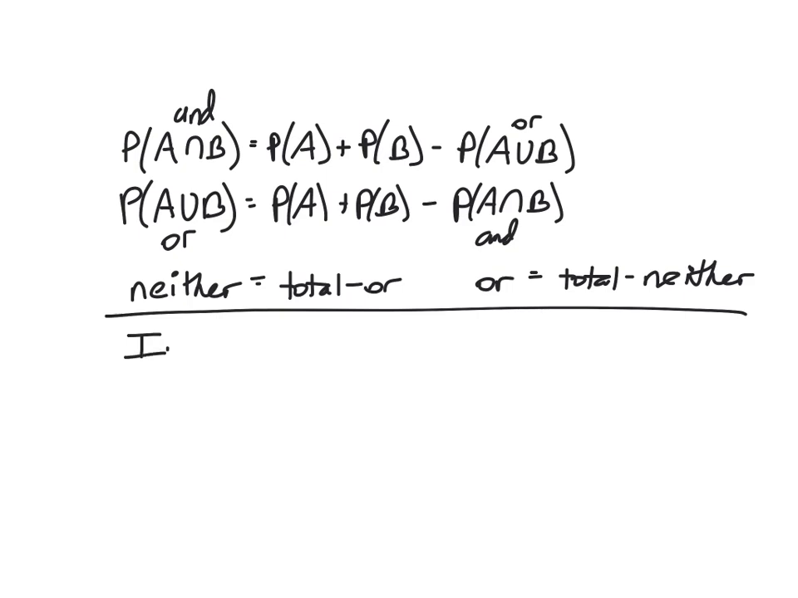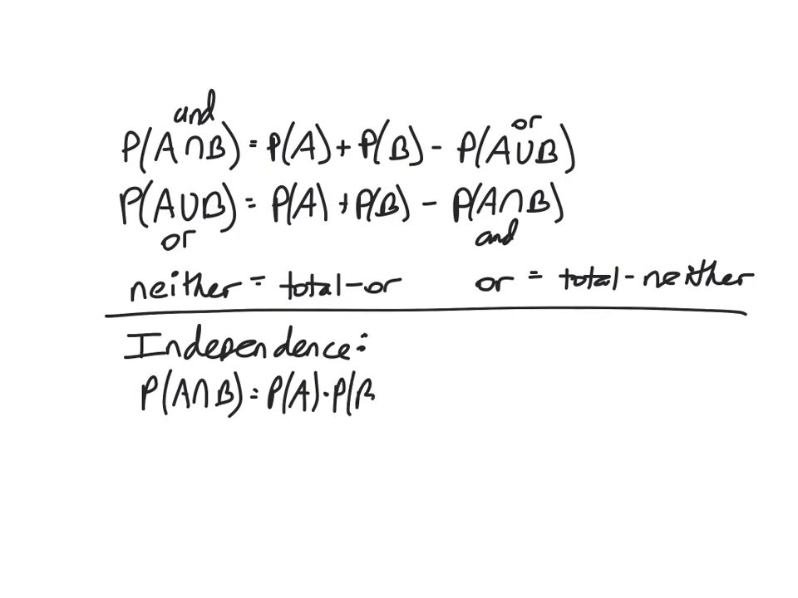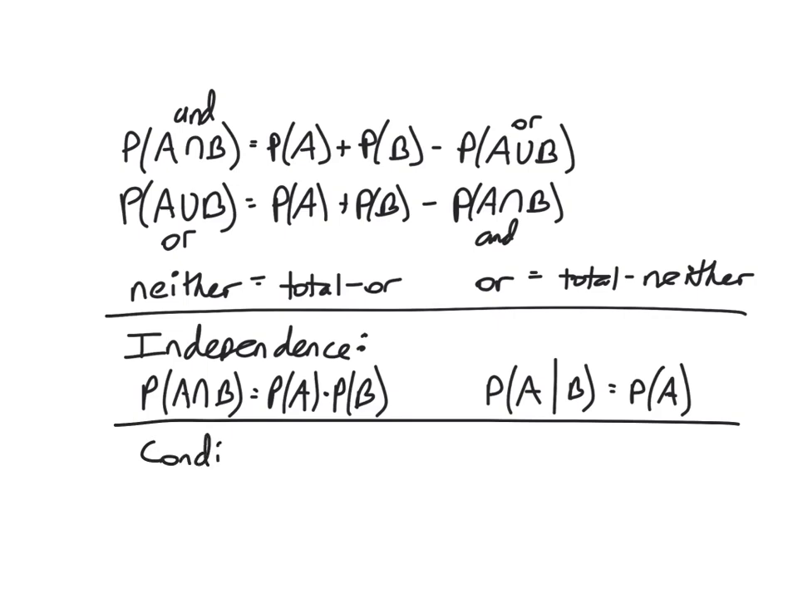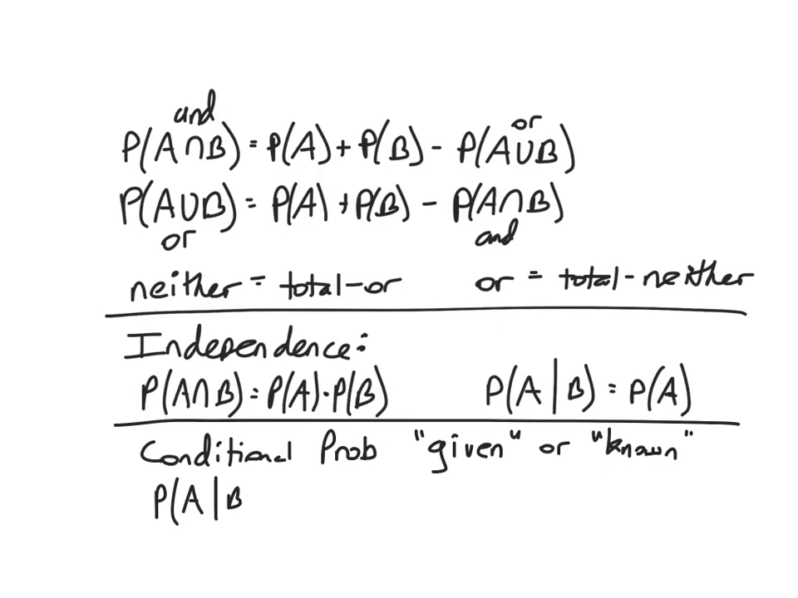Then we have now also talked about two formulas for independence. Independence is either the probability of A and B equals A times B, or the conditional independence formula, probability of A given B equals the probability of A. The last thing you also need to know is conditional probability. And remember, conditional probability is whenever you see the word given or known. If you know something has happened, that's the conditional probability formula. So the probability of A given B equals the probability of A and B divided by the probability of B.